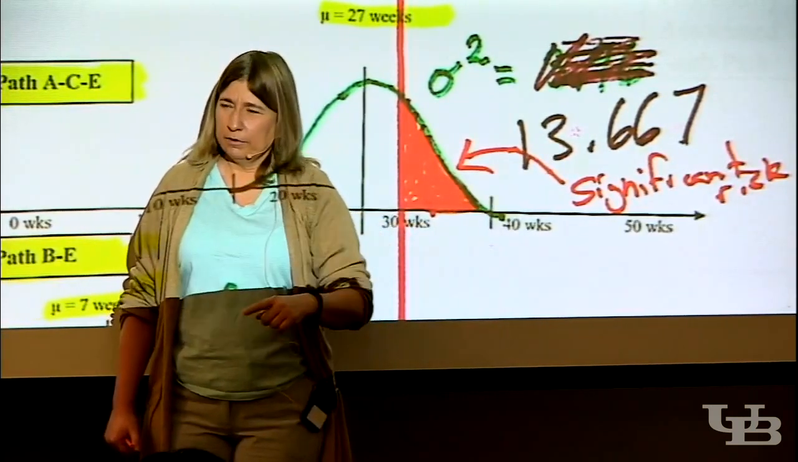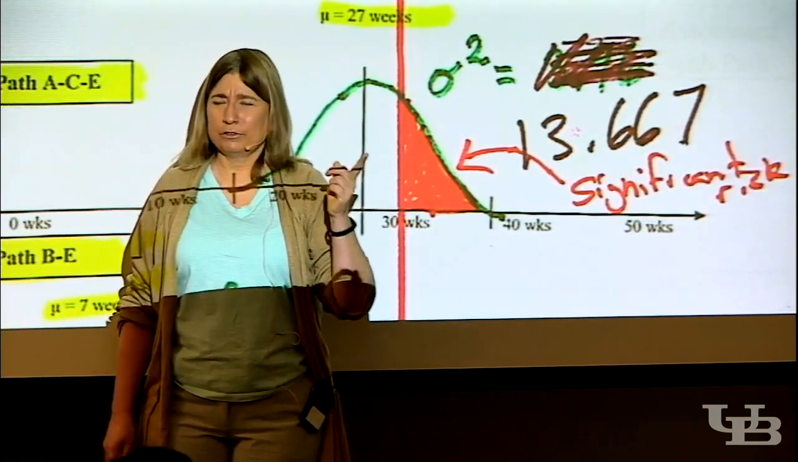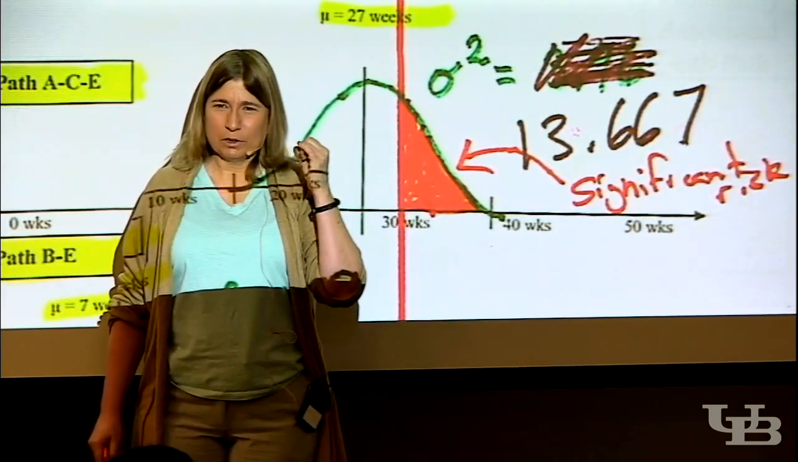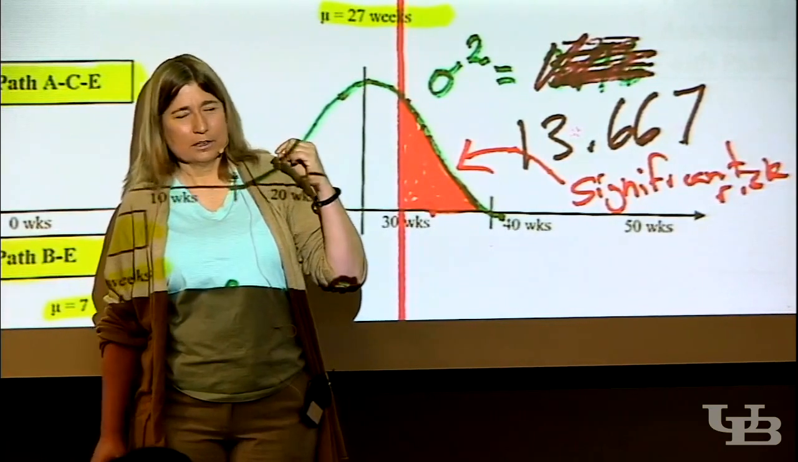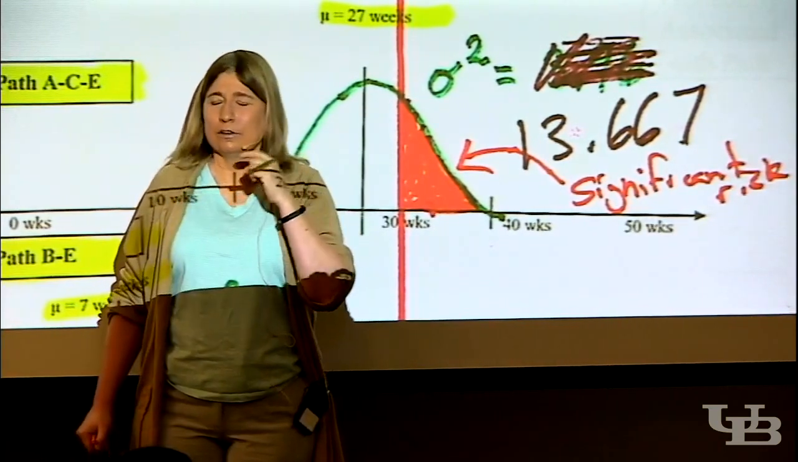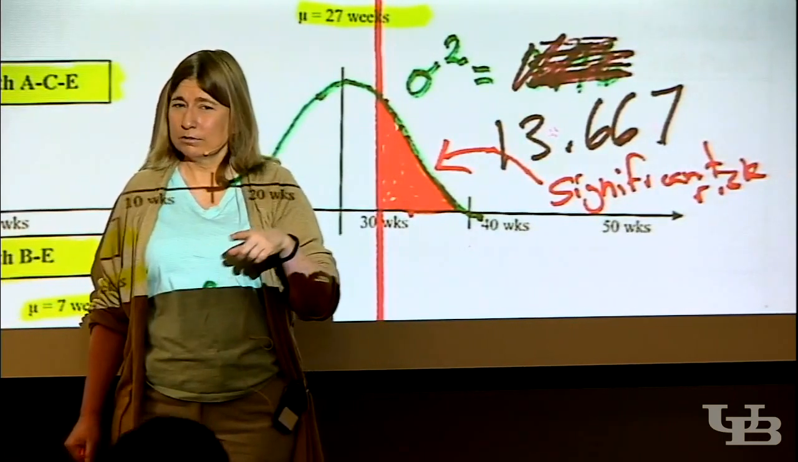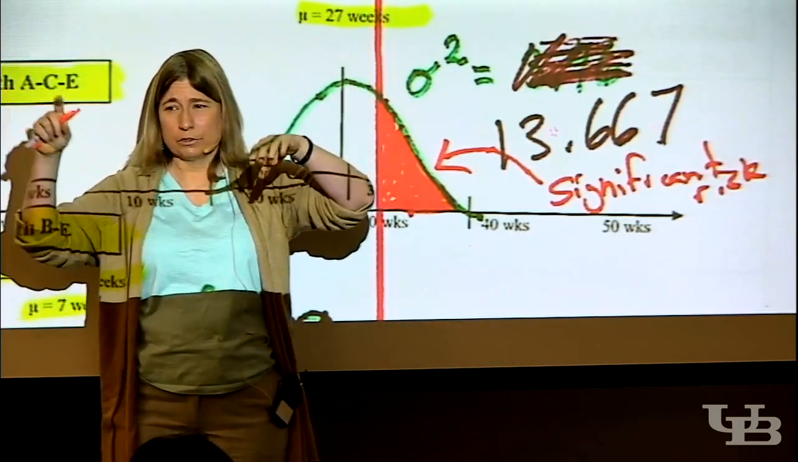But I do have a reference for a normal curve that has a center of 0 and a variance of 1. Does anybody remember from multiple previous classes what the name of a normal curve that has a center of 0 and a variance of 1 is? I'm pulling it out of the air. Mu equals 0, variance equals 1.